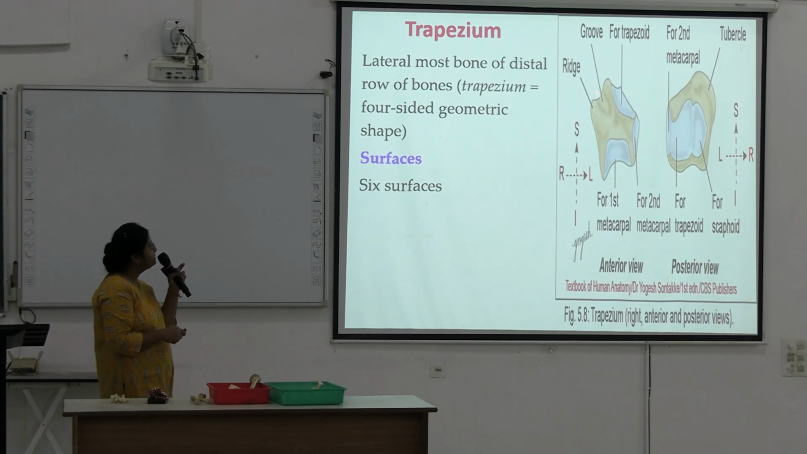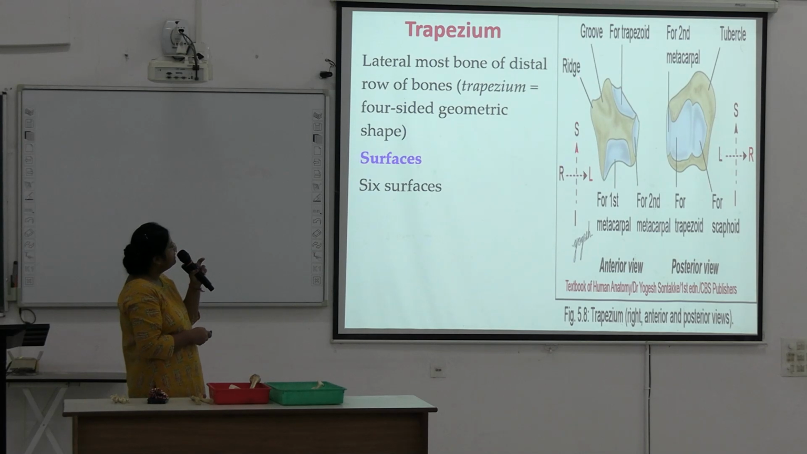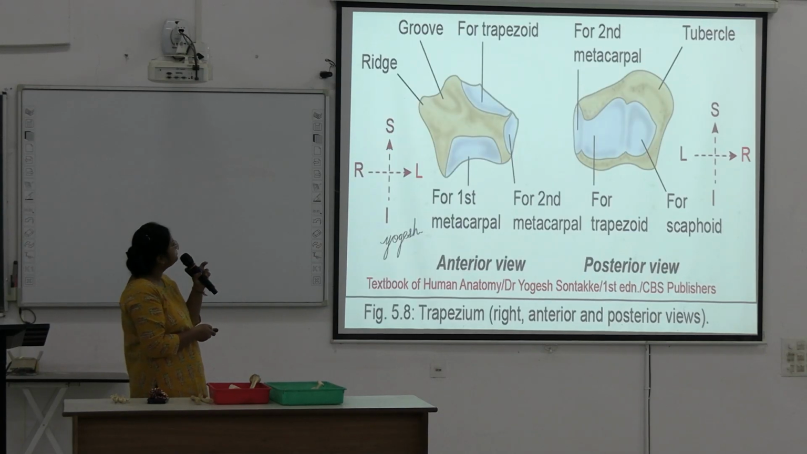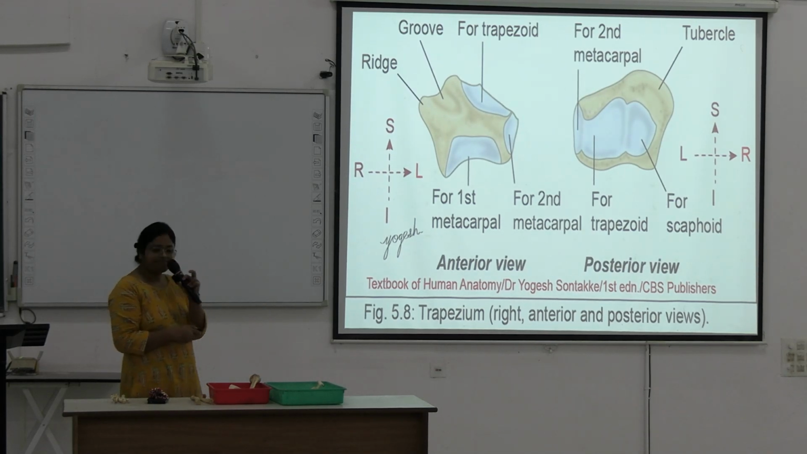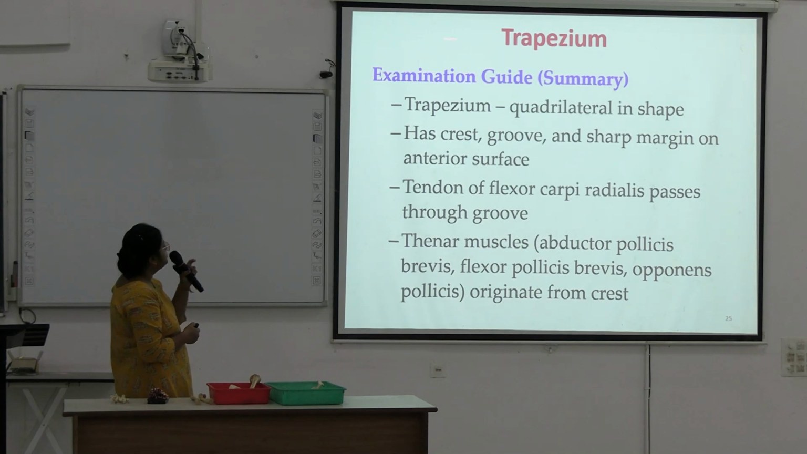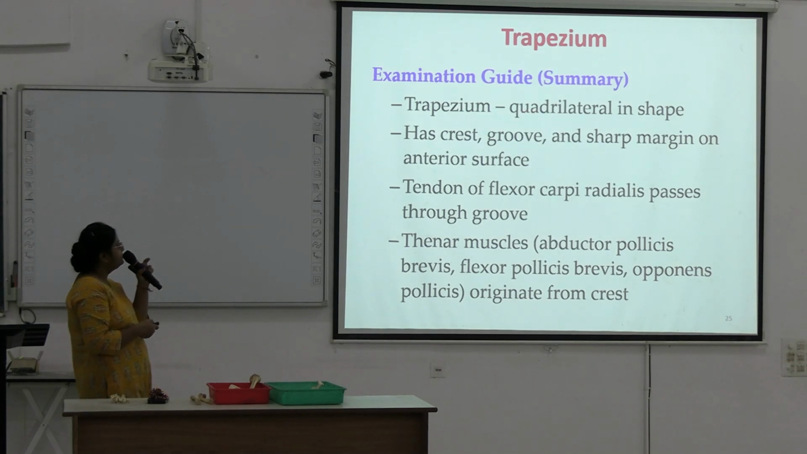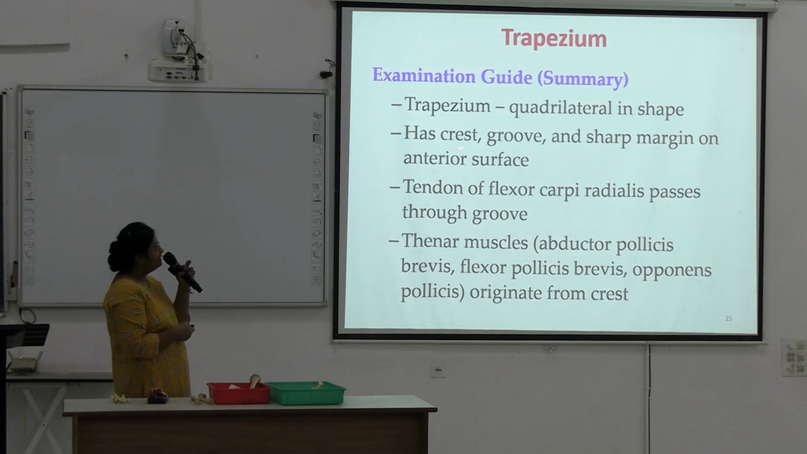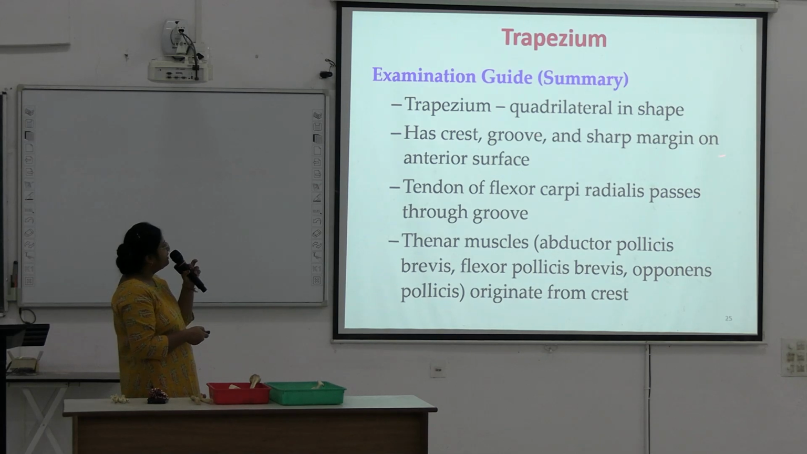It also has 6 surfaces, and here is a ridge of the trapezium, and near the ridge there is a groove. See here, this is the ridge and this is the groove. This ridge is known as the crest of the trapezium. So trapezium is quadrilateral in shape. It has a crest, groove and sharp margin on the anterior surface.